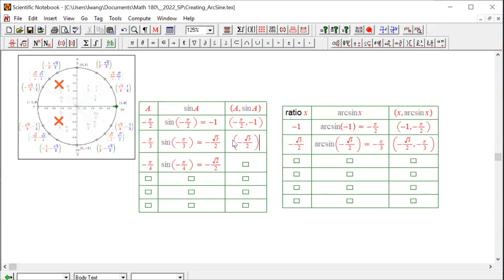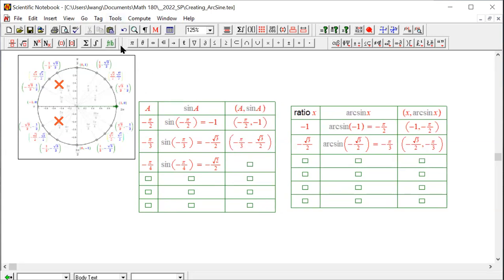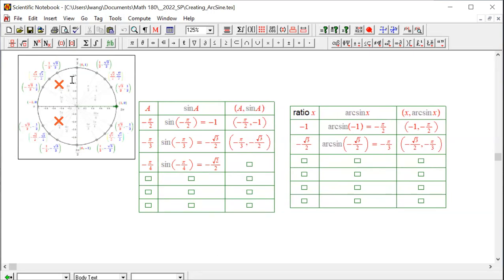So this is going to be negative pi/3. You can see that process, by crossing out quadrant 2 and quadrant 3. So the next point is going to be negative pi/4, comma, negative √2/2.